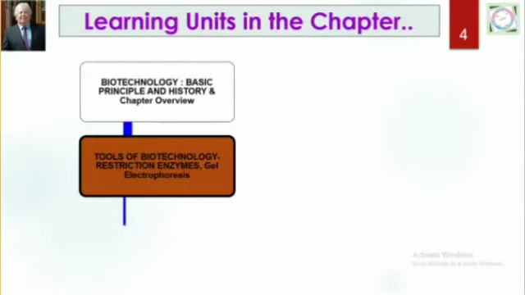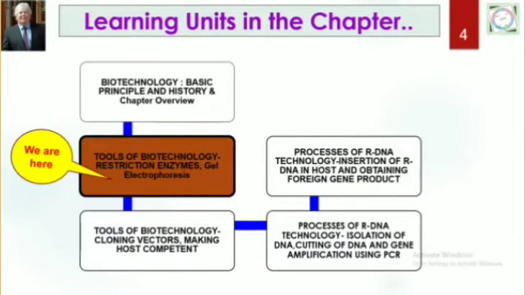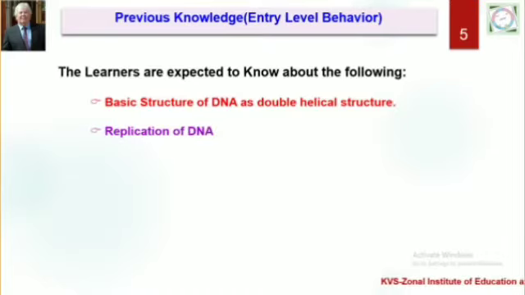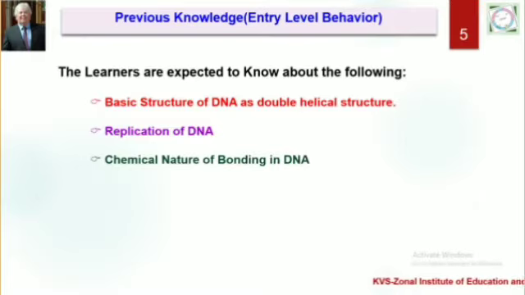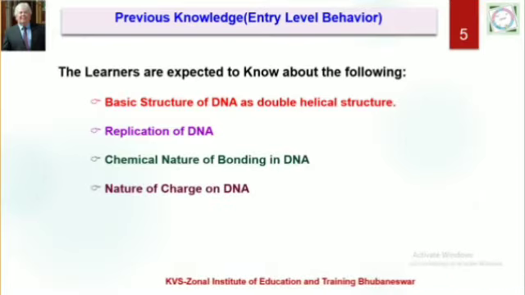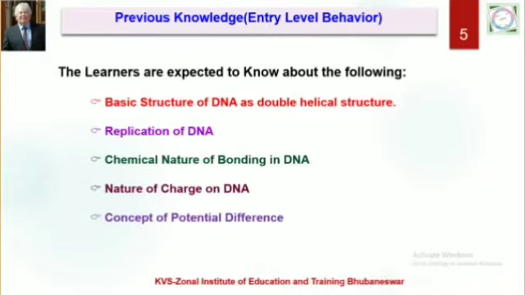So in our journey to master the concept, we are on the second rung of the ladder: tools of biotechnology, restriction enzymes, and gel electrophoresis. Before we start, let us share the expectations, what you should know already. You should be knowing the basic structure of DNA as double helical structure. You should be also aware about the replication mechanism of DNA. You should know the chemical nature of bonding in DNA. You should also know the nature of charge on DNA and the concept of potential difference, that is cathode and anode.